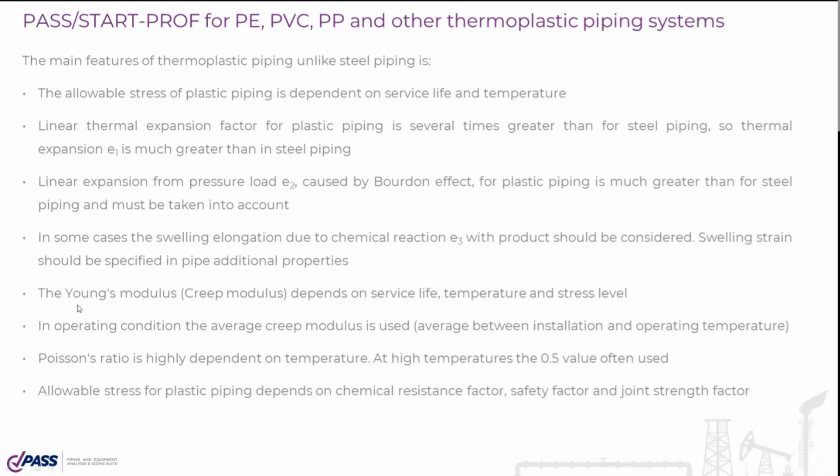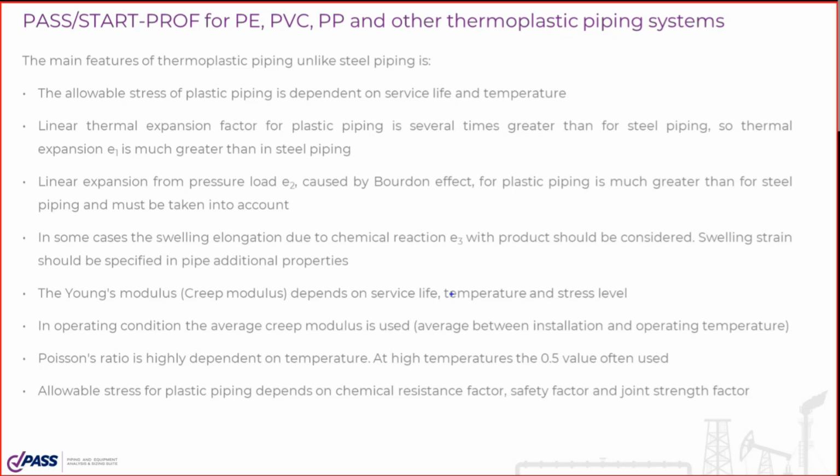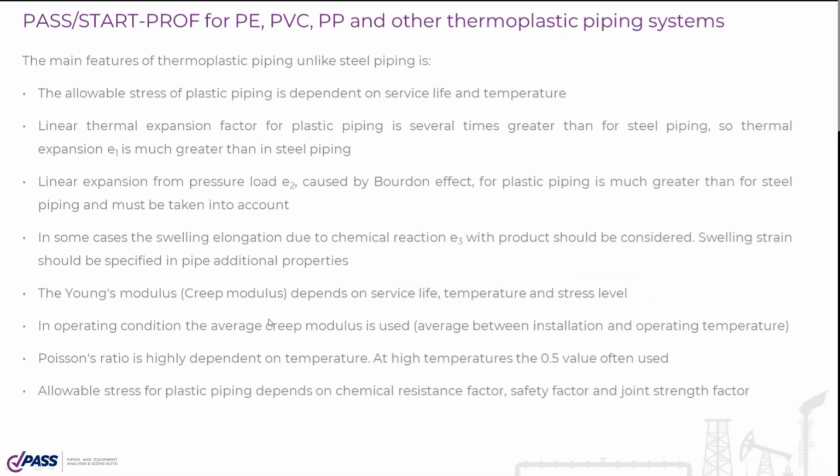The next feature is the Young's modulus, also called creep modulus for thermoplastic piping systems, which depends on service life. The greater the service life, the lower the Young's modulus. It also depends on the temperature, and on the stress level. The greater the stresses, the lower the Young's modulus. In steel piping, it depends only on temperature, but for thermoplastic, it also depends on service life and stress level. This is the main feature of thermoplastic piping systems.